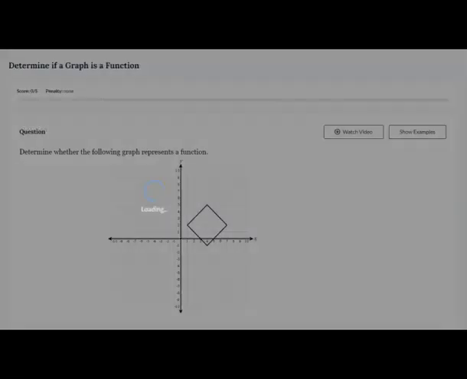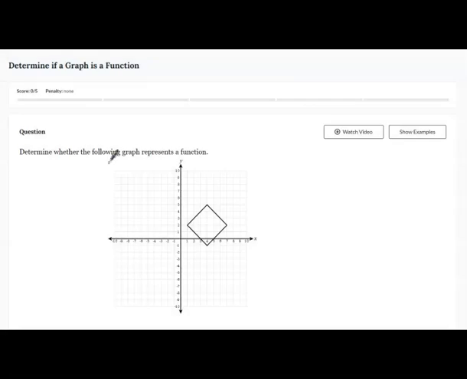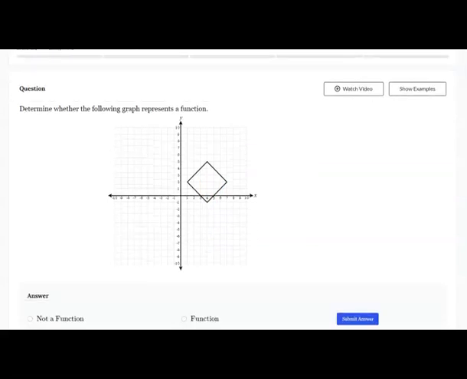Let's take a look at the next topic. Let's determine if a graph is a function. In order to determine if a graph is a function, you're going to want to take a vertical line or your pen or pencil, and scan it across the graph from left to right. If you very clearly see your vertical line touching the graph in more than one location, then that means you have failed the vertical line test, because you have two repeating x values with different y values. So if you fail the vertical line test, that means you are not a function.